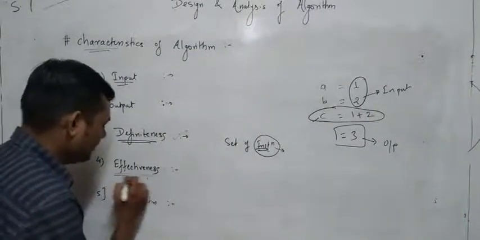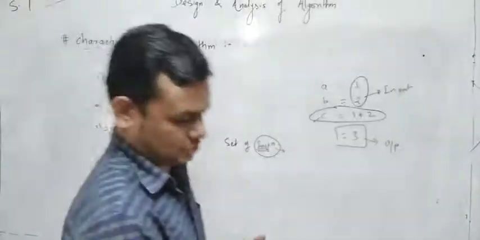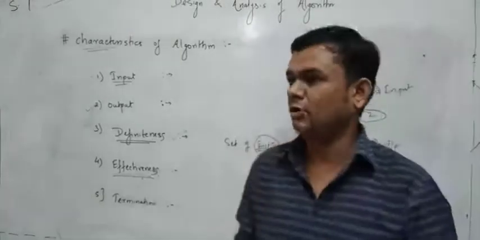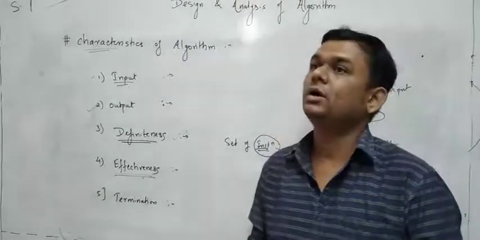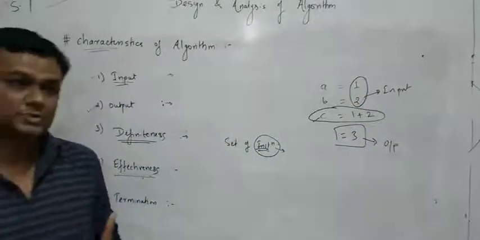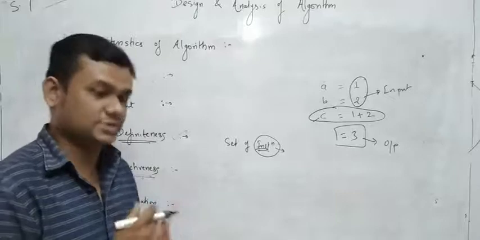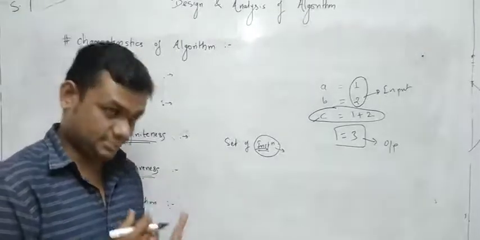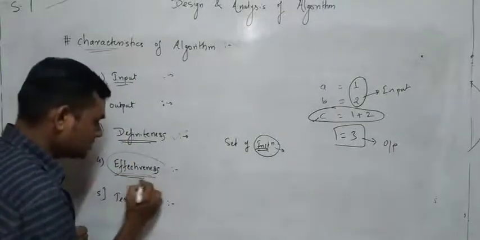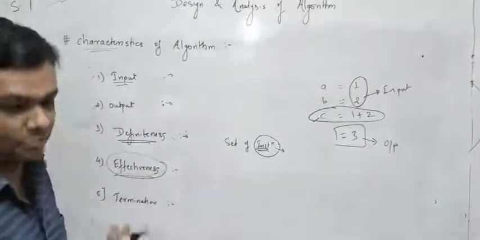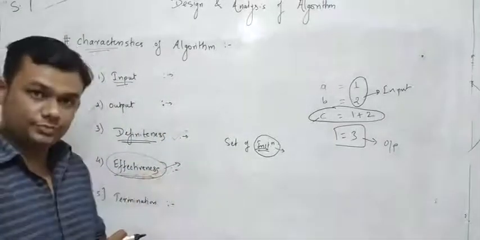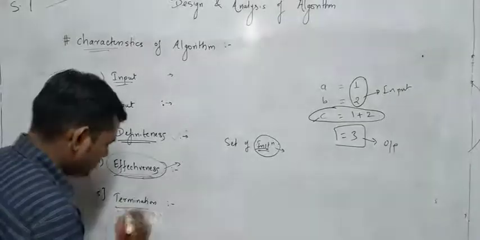Next one is effectiveness. Each and every computational operation in the algorithm produces an effective result. For that purpose we have to define an effective sequence of steps, or effective states, or effective instructions. That gives the effectiveness characteristic of the algorithm, and because of that it increases the performance of the algorithm. After that, termination.